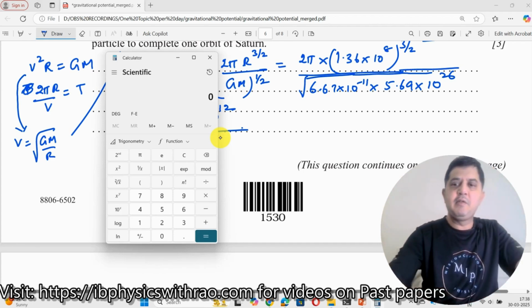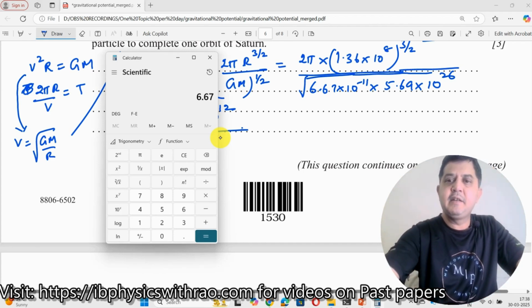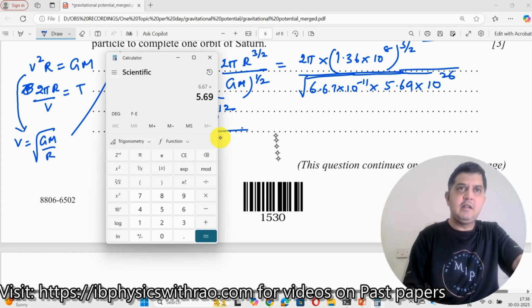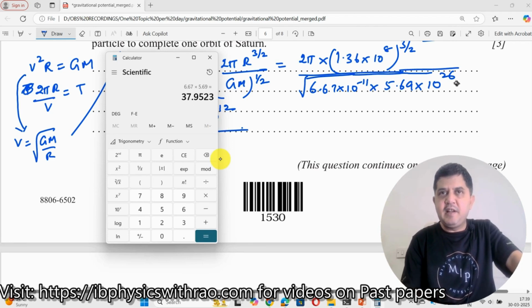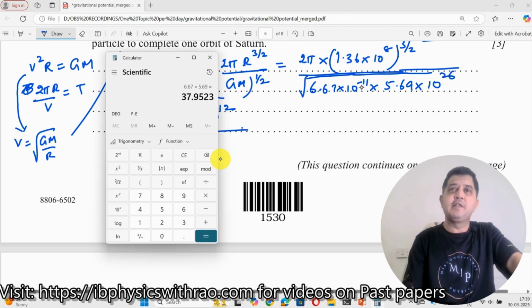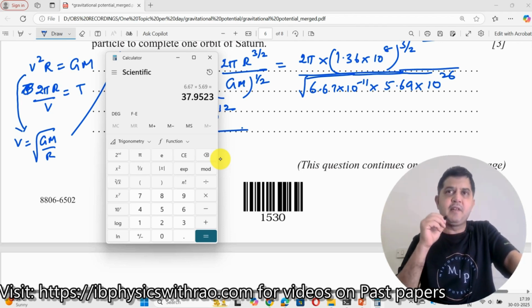Now the denominator, what I will do is I'll take 6.67 multiplied by 5.69. I'll get this as equal to 37.95. See here it is 26 minus 11, around 15. So if it is an even number in the power, I can easily take the square root. I'll take it as 10 power 14. So therefore, maybe 10 power 16 I will take. I'll take it as 10 power 16 over here.